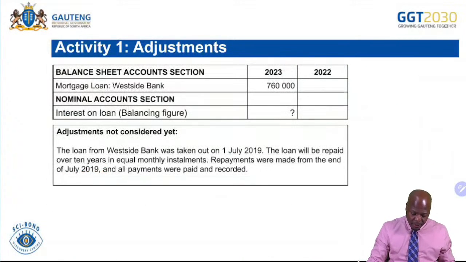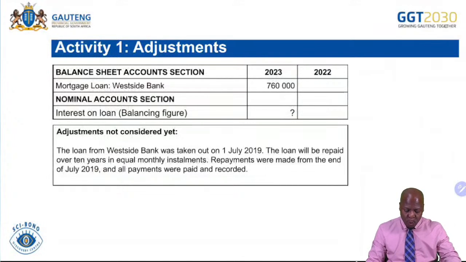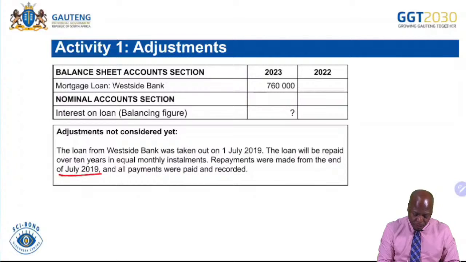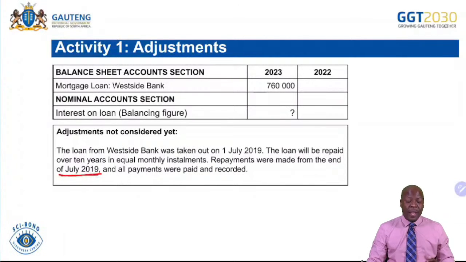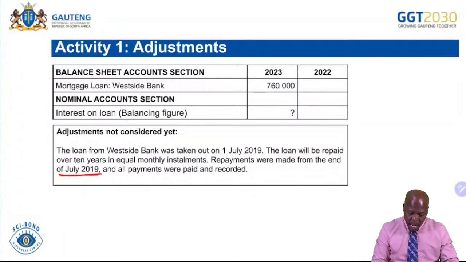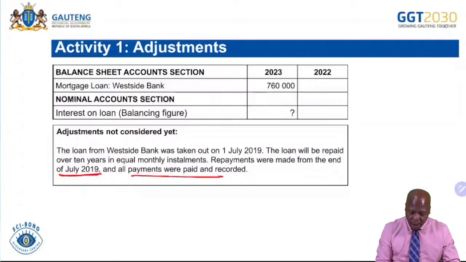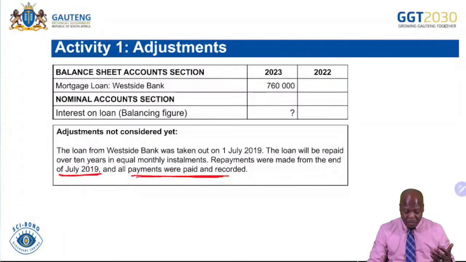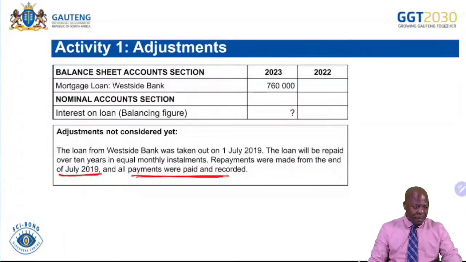The next adjustment reads, the loan from Westside Bank was taken out on the 1st of July 2019. The loan will be repaid over 10 years in equal monthly installments. Repayments were made from the end of July 2019. Very important here. Once they bring this, they're trying to tell you that we've been paying from the day we received the loan. So we don't owe for the loan. All payments were paid and recorded. So they're trying to tell us that we have been making payments right from the first day we took the loan. Okay, let's begin, and we want to see what we are required to do here.